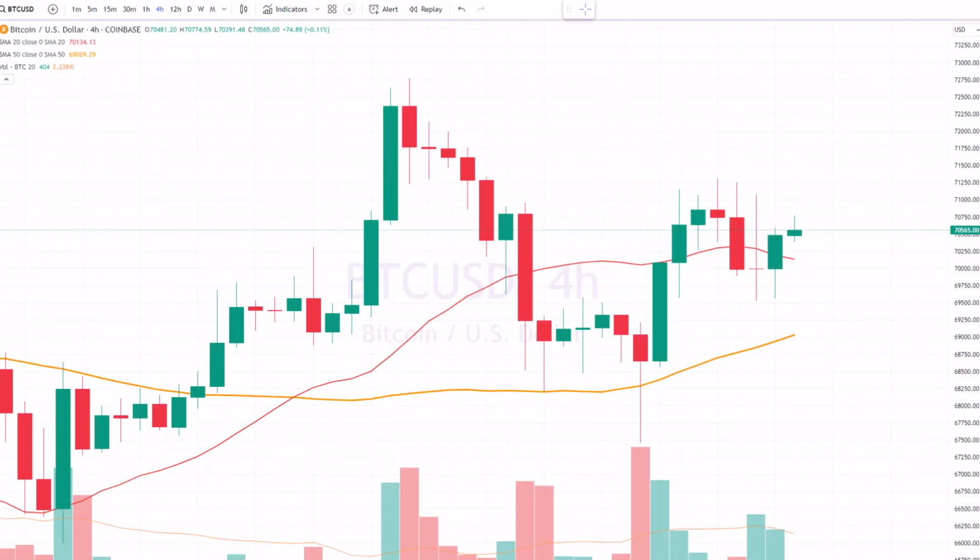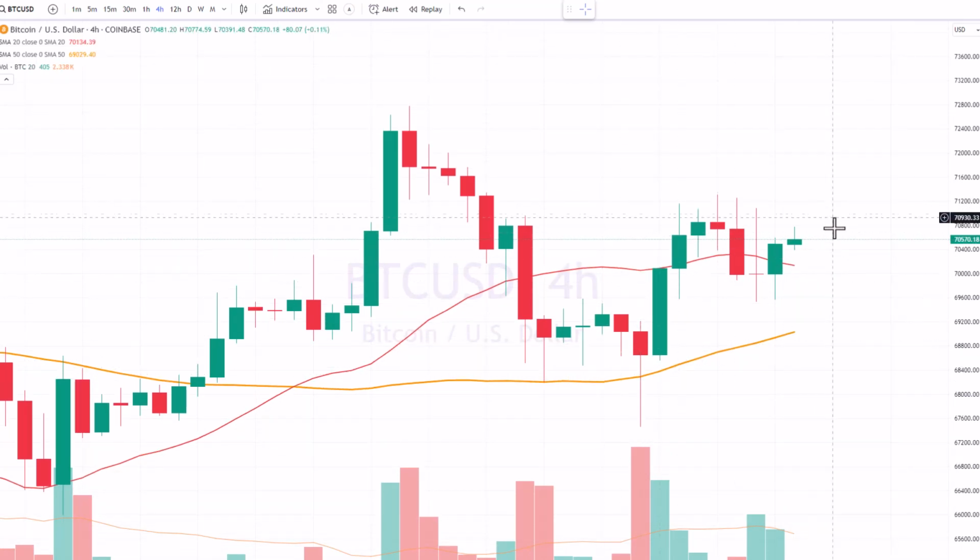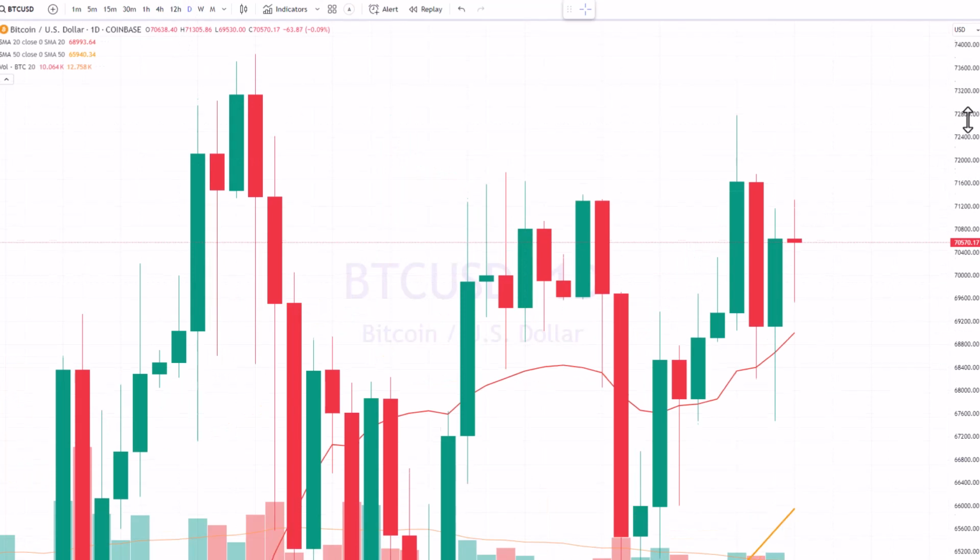Let's briefly take a look at the cryptos. This is Bitcoin. This actually had a little bit of a move up today. Let's take a look at this daily here, and you can see it's a little bit different.